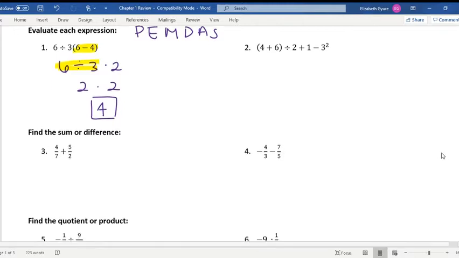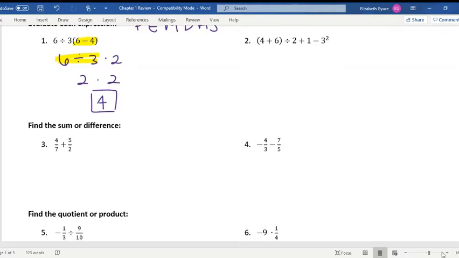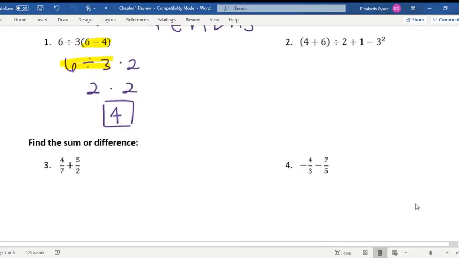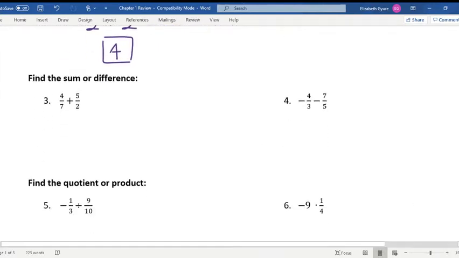All right, so number 3. Aiden, if you go to the module, there's a worksheet you need to download. We're doing a little review right now. So find the sum or difference. We got 4 over 7 plus 5 over 2. Is this ready to add? No. Alex, why isn't it ready to add?